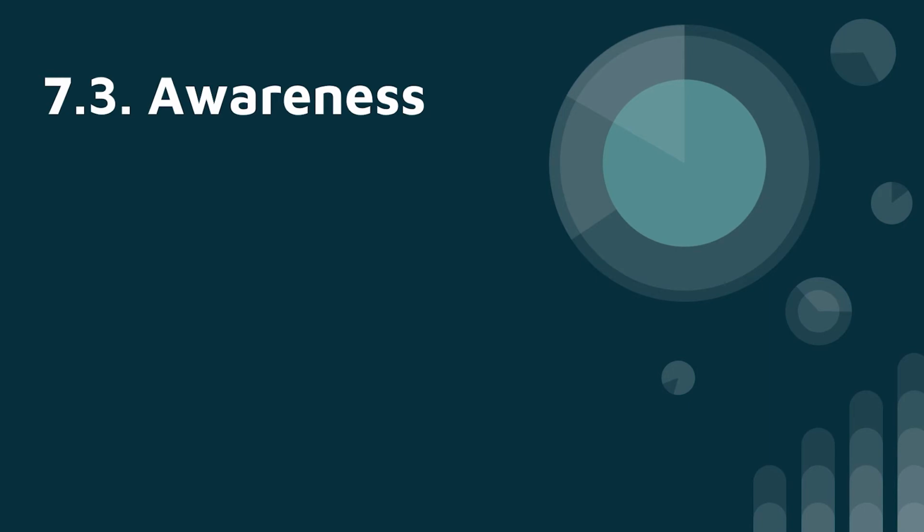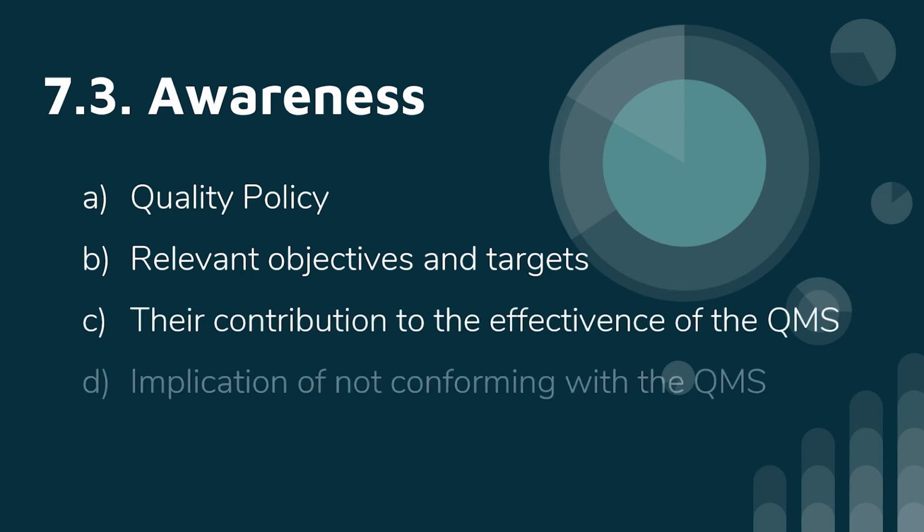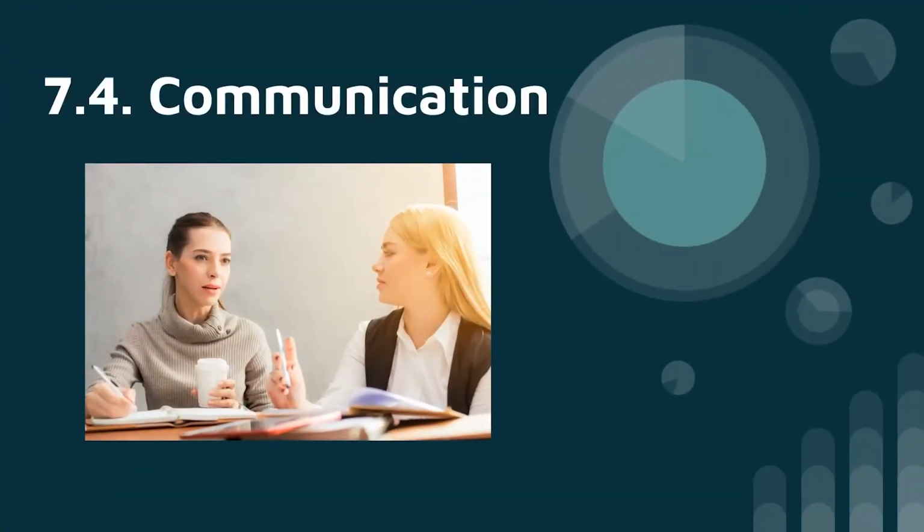Clause 7.3 Awareness. The organization shall ensure the persons doing work under the organization's control are aware of the following: the quality policy, the relevant objectives, their contribution to the effectiveness of the QMS, including the benefits of improved performance, and the implications of not conforming with QMS requirements.